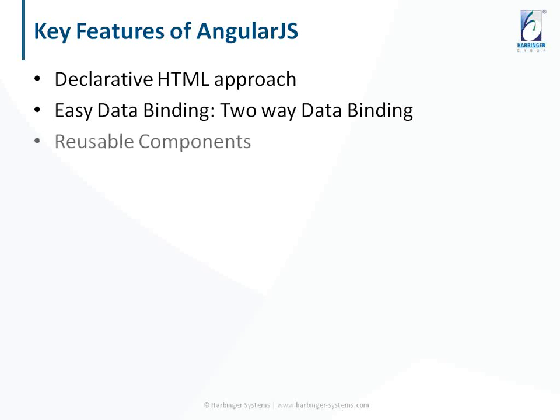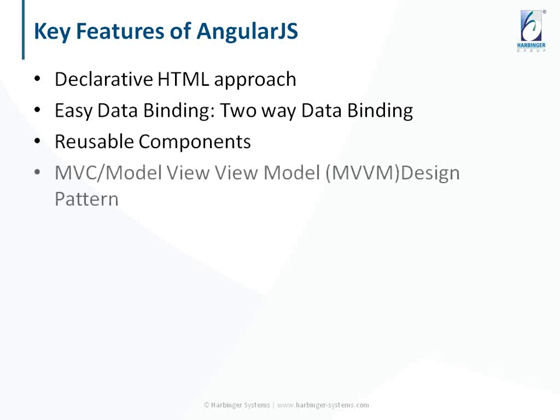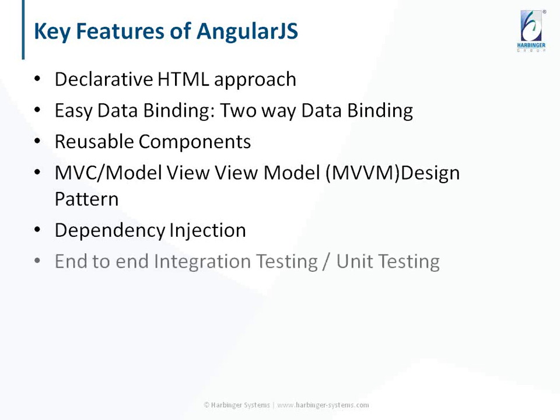Then reusable components: it provides you a lot of reusable components, and you can define your own reusable components, so that ability exists. It operates on the model view view-model design pattern, which is in a way an extension of MVC. We'll see what exactly it is in the next set of slides. Then dependency injection is another important aspect. We'll go over that soon. Then end-to-end integration testing and unit testing is quite easy, or more structured, with AngularJS because of its modularity. It lets you separate out the components of your code. Based on the services, the model, and the controllers, they are so well separated that your unit testing and integration testing becomes really easy.